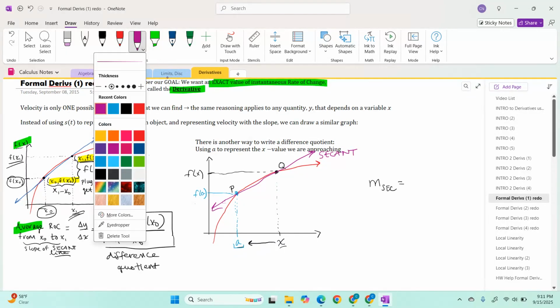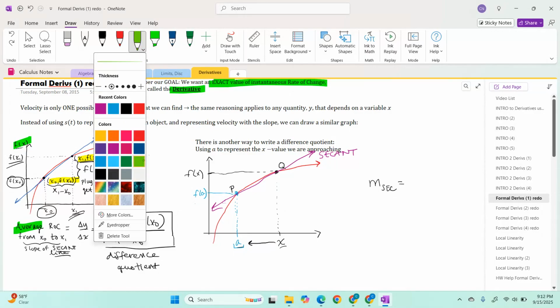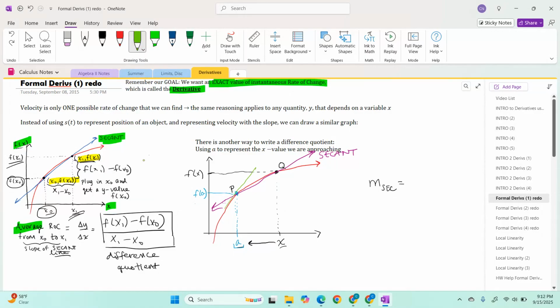Remember, what we actually want, though, is the slope of the tangent line, because the slope of the tangent line is the instantaneous rate of change. And I'm going to do my best to make a tangent line. So I want this one to be green so it stands out. So my tangent line is just going to graze the curve at, oh, that is a solid tangent line right there. Okay. So I'm going to call this thing tangent. It's grazing the curve at one single point. That is what I actually want. So as X gets closer to A, the secant line rotates to the tangent line.